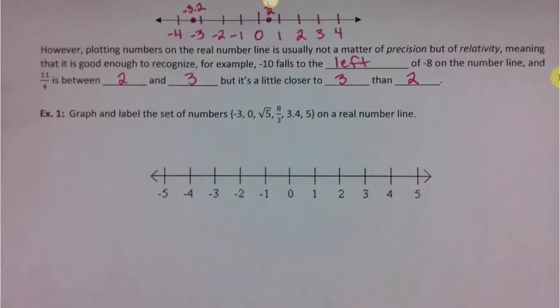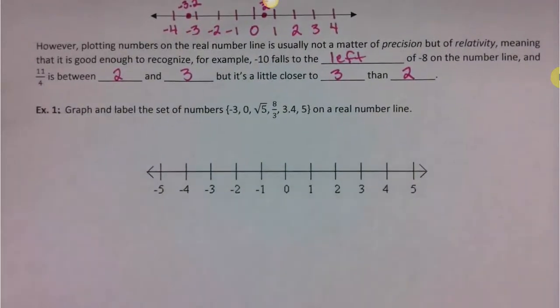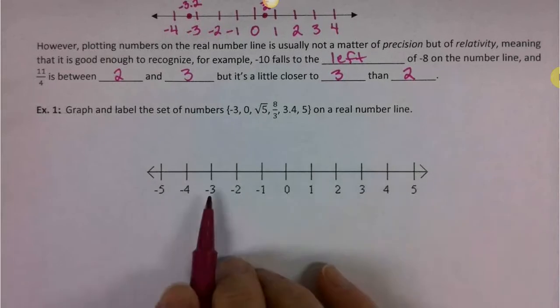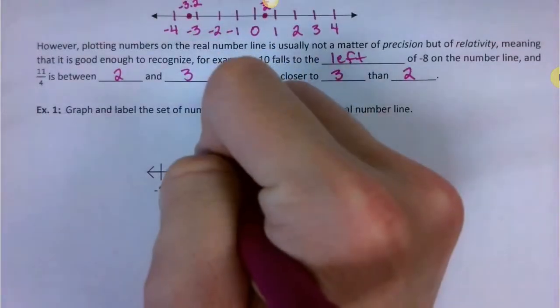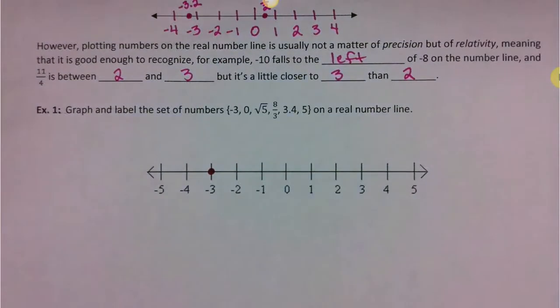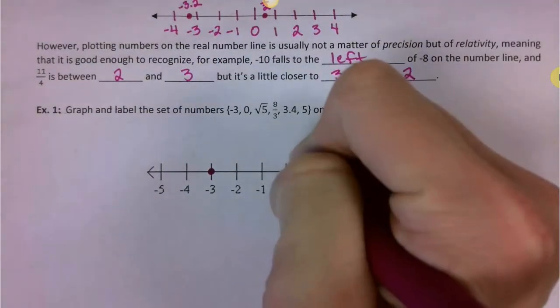So we're given a set of numbers that we want to plot on the number line. The first one is -3, which is already labeled on our number line. We just need to put a point on there to represent the -3. And then same with 0, we just need to put a point on the 0.